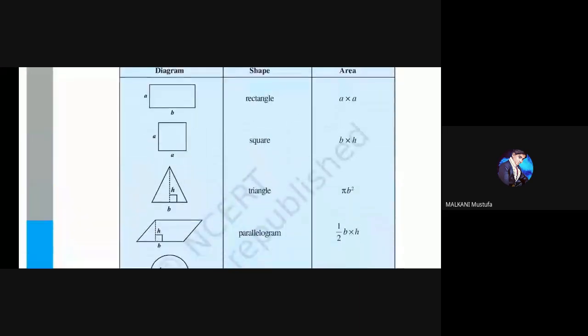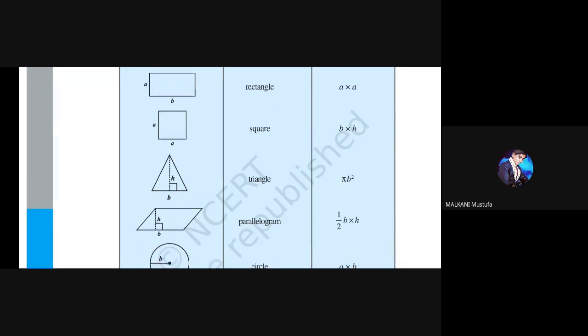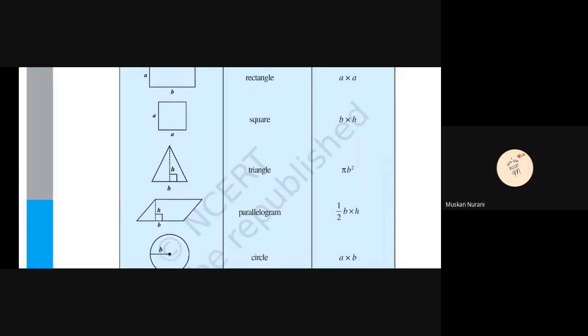Okay, now you can see some formulas given here. We have to match, right? For example, what is the area of rectangle? A into B. Very good. What is the area of square? A into A. Very good. What is the area of triangle? It is 1 by 2 base into height, 1 by 2 B into H. Very good.